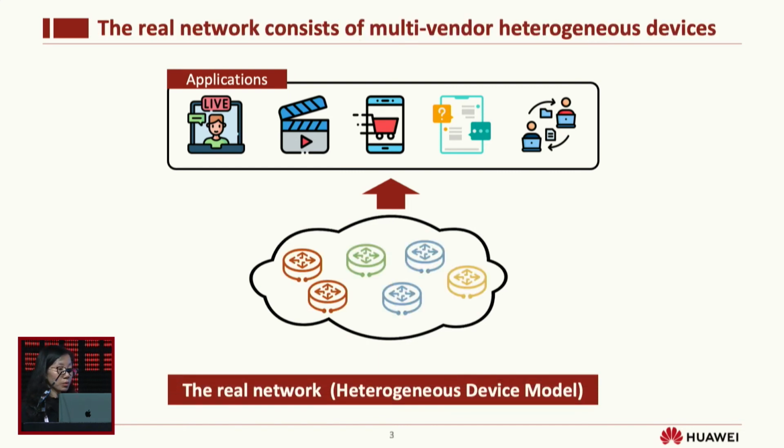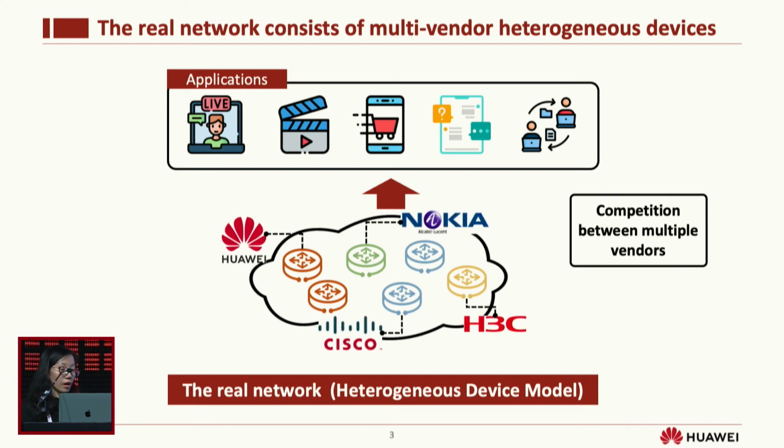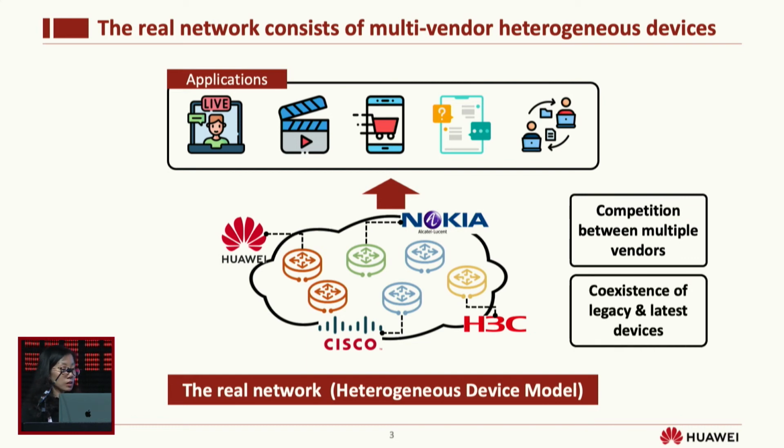Unfortunately, the real network consists of heterogeneous device models. Because large enterprises will operate network devices from multiple vendors. And in the meanwhile, they will gradually introduce a new device model into the network, resulting in coexistence of legacy and latest devices. It is a pain for the network operator to manage a multi-vendor network.